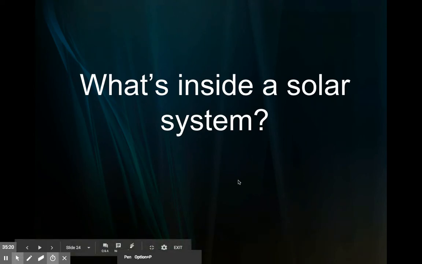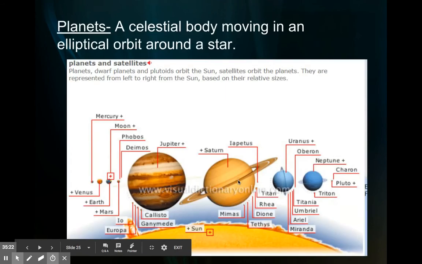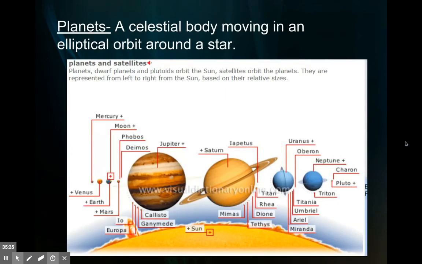What's inside a solar system? So the first thing is planets, and it is underlined. Planets: a celestial body moving in an elliptical orbit around a star.